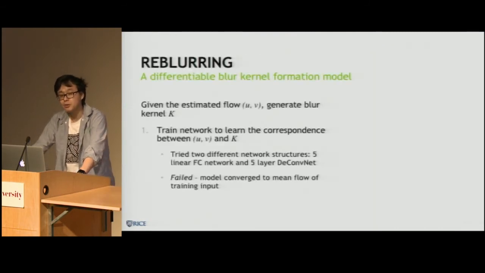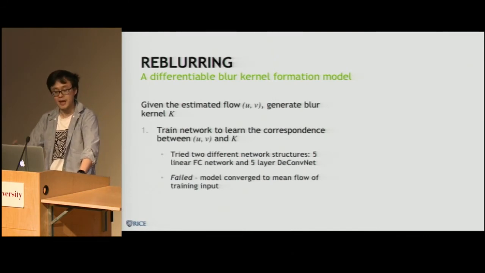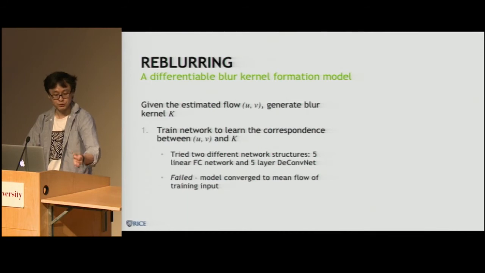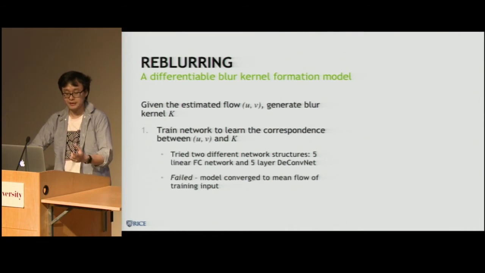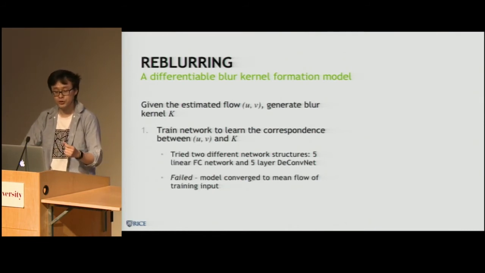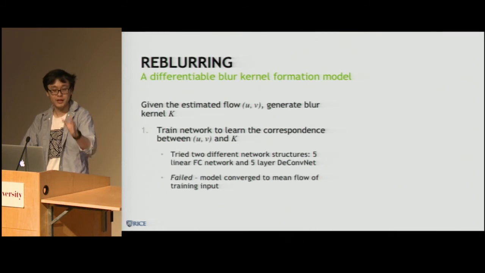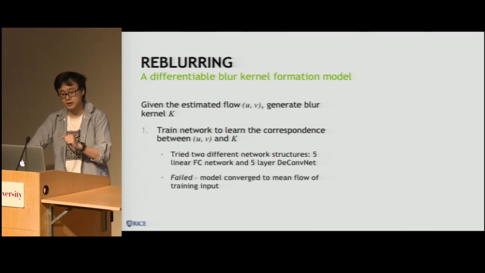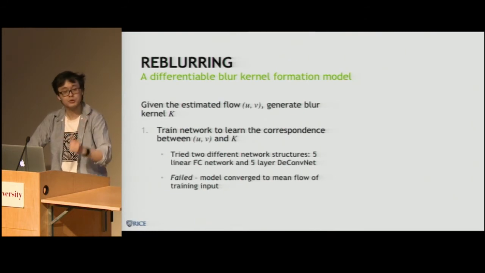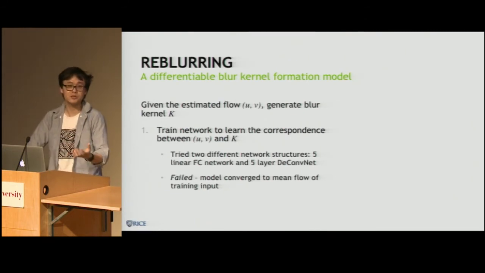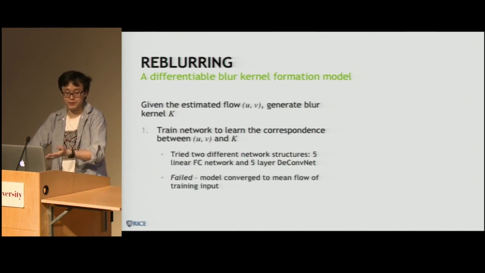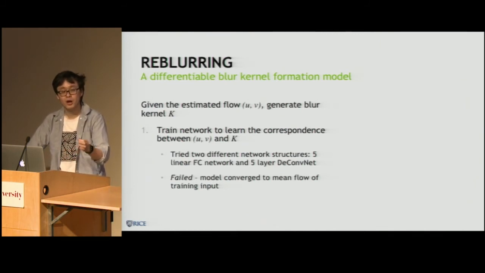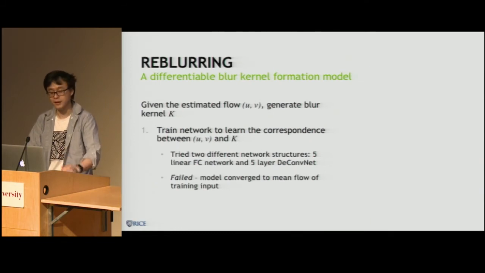So in order to tackle this problem, we designed our own blur formation model. Essentially, the model's job is that given an estimated flow UV, we need to generate some blur kernel K. The first idea we tried was to train a network to learn the correspondence between the given UV flow and output kernel K. But interestingly, we tried to train two different types of network, and in both cases it failed because the model eventually converged to the mean flow of the original input training data.